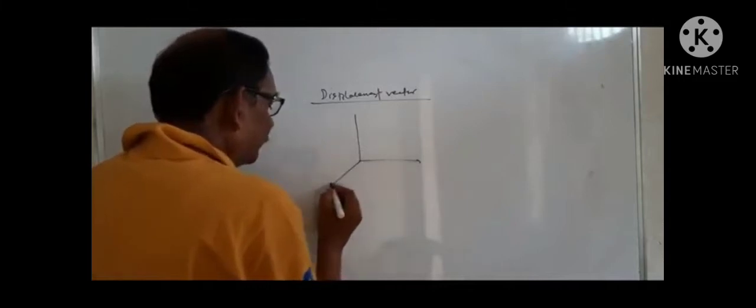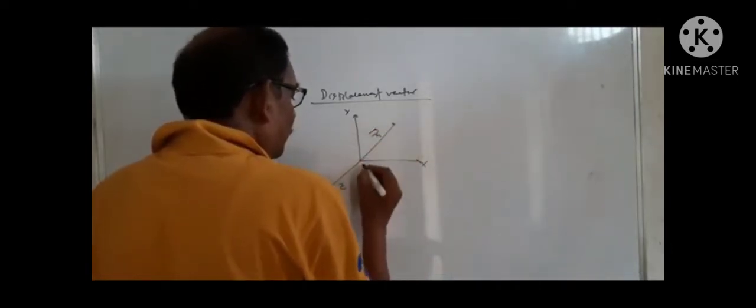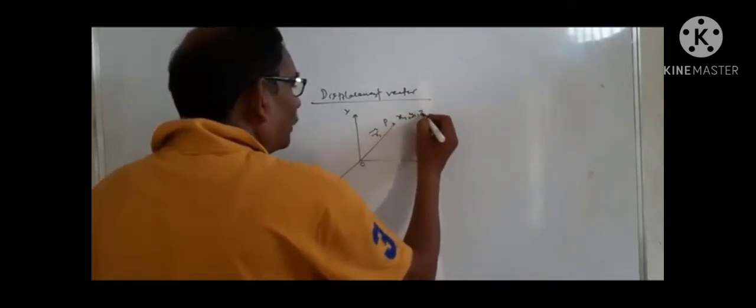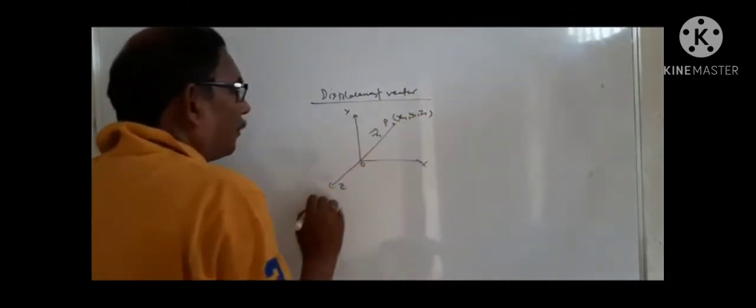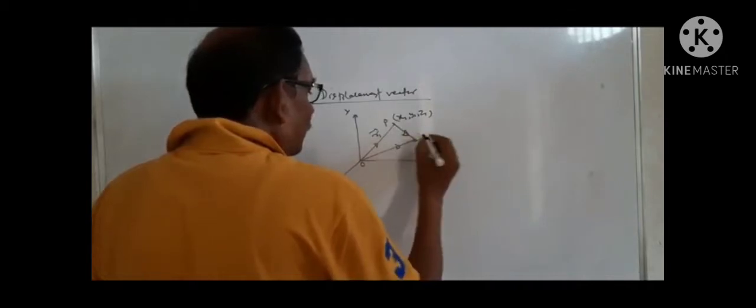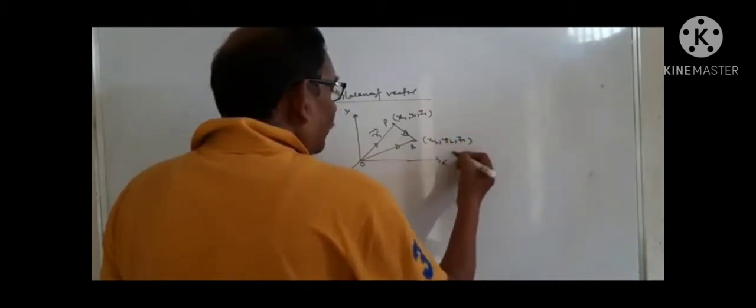Draw a diagram: x axis, y axis, and z axis. The particle is initially here, at a distance r1 from the origin at point P. It is x1, y1, z1, the coordinates of the particle at point P. After some time, the particle is here, suppose at point Q, having coordinates x2, y2 and z2.